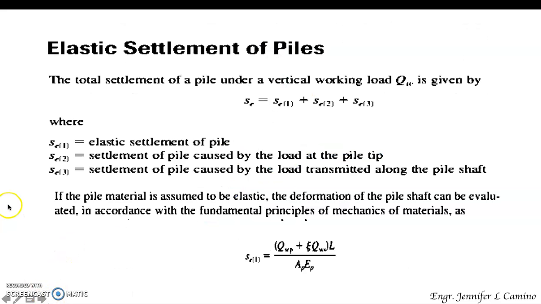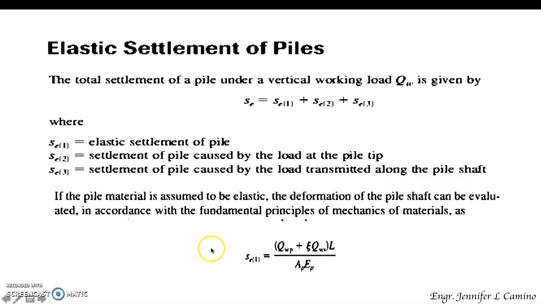So for elastic settlement of piles, if you are going to compute the total settlement of pile under our vertical working load Q sub W, that is given by this equation, which is equal to the elastic settlement of pile plus the settlement of pile caused by the load at the pile tip, and the settlement of pile caused by the load transmitted along the pile shaft.